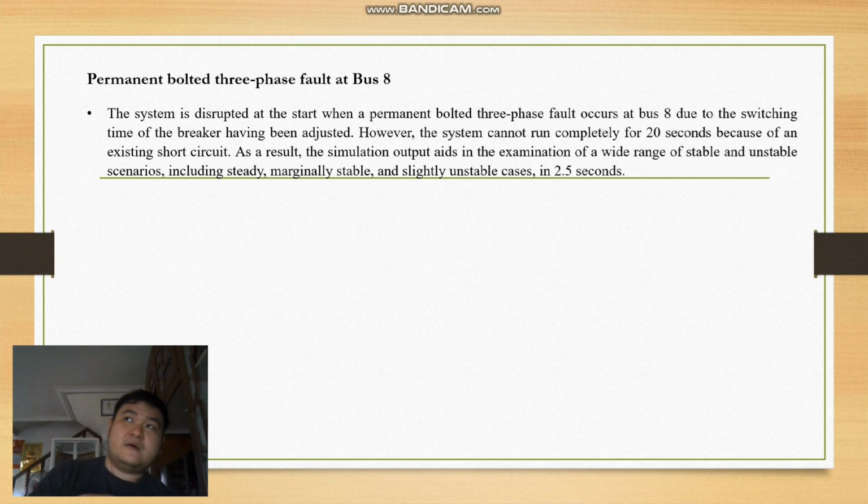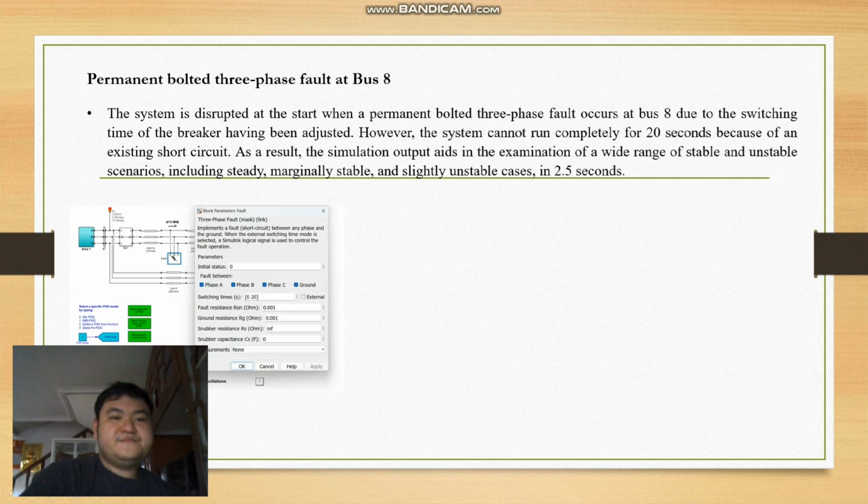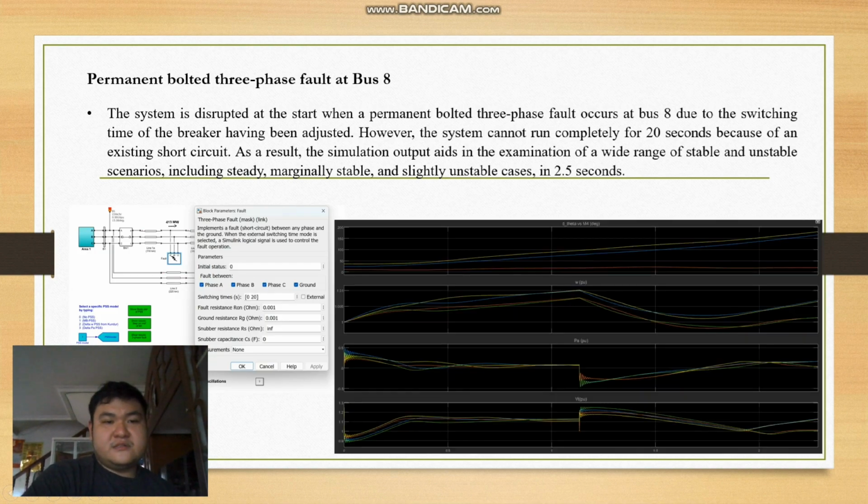We just take the analysis of the stable and unstable condition in the range of 2.5 seconds. We also check the switching time, and then this graph.